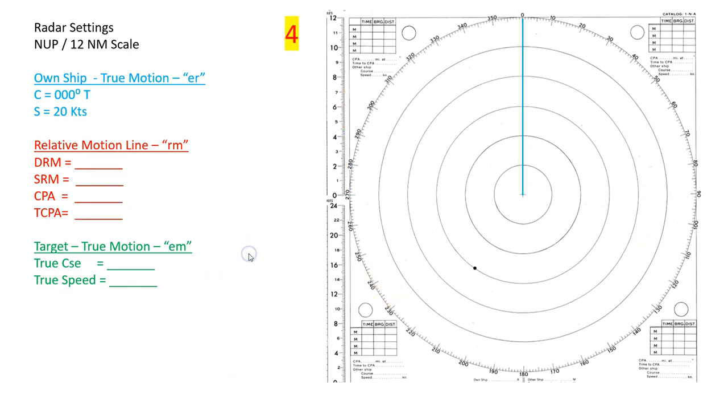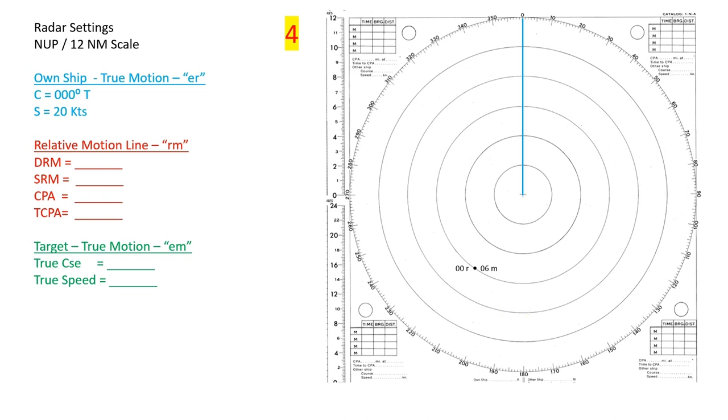So let's see what's next. Okay, so we've got this situation now. Here is a point, maybe on our port quarter, and that is where the target is at R, 0. And here's the target at 6M. It looks like R and M are at the same spot.